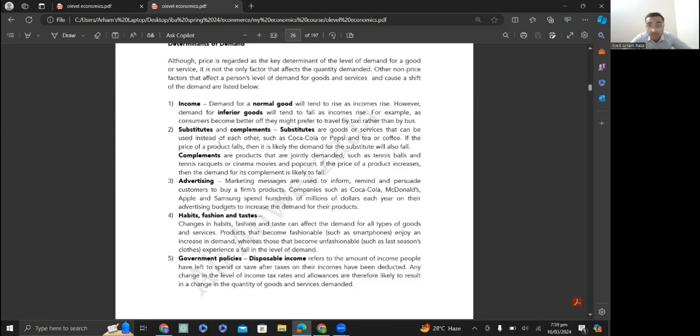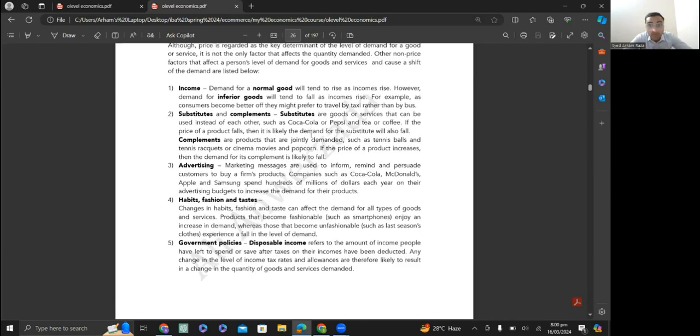So this means that inferior goods have an opposite or inverse relation with income, whereas all the goods which are not inferior are basically normal goods. So normal goods have a direct relation with income. Now, substitutes and complements. This is a very interesting concept.